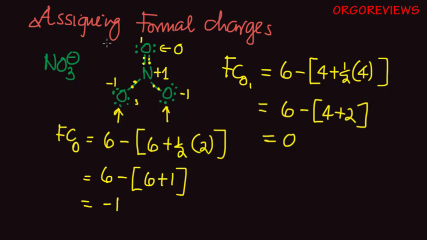If you did a net charge on this particular species, you realize that the negative charge on one of these oxygens can neutralize the positive charge on that nitrogen. And overall, this is going to have a net charge of minus 1.